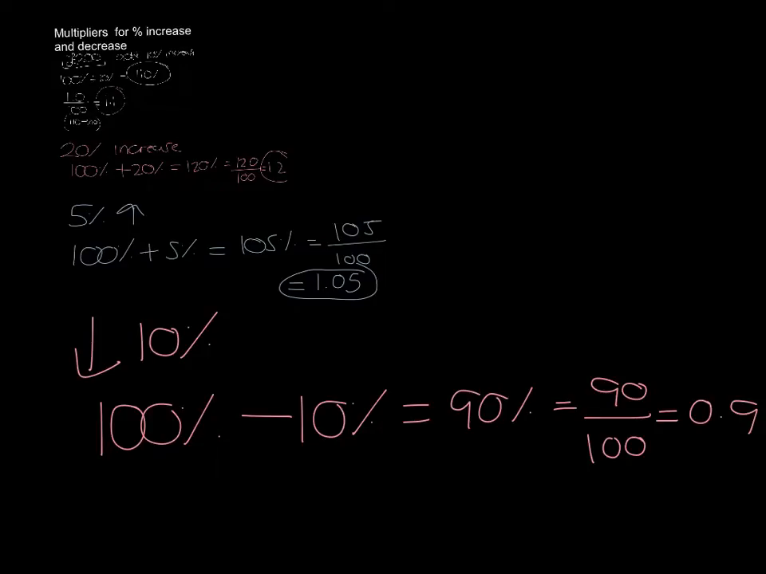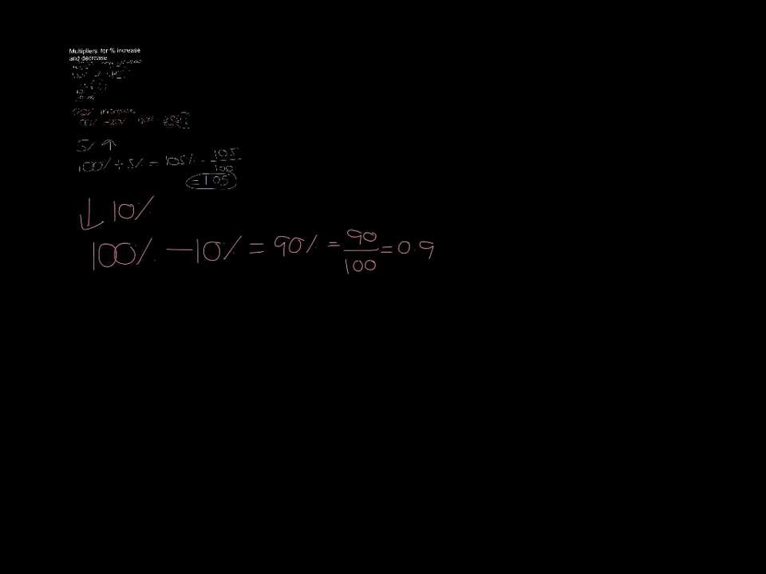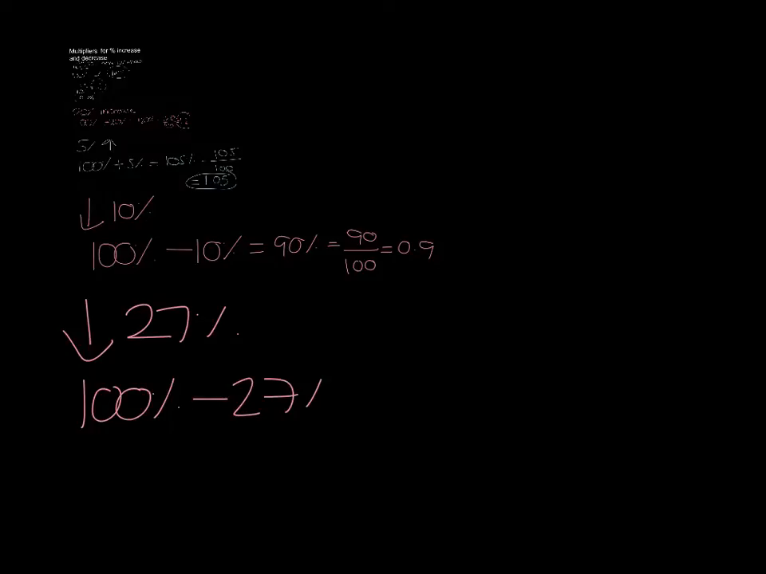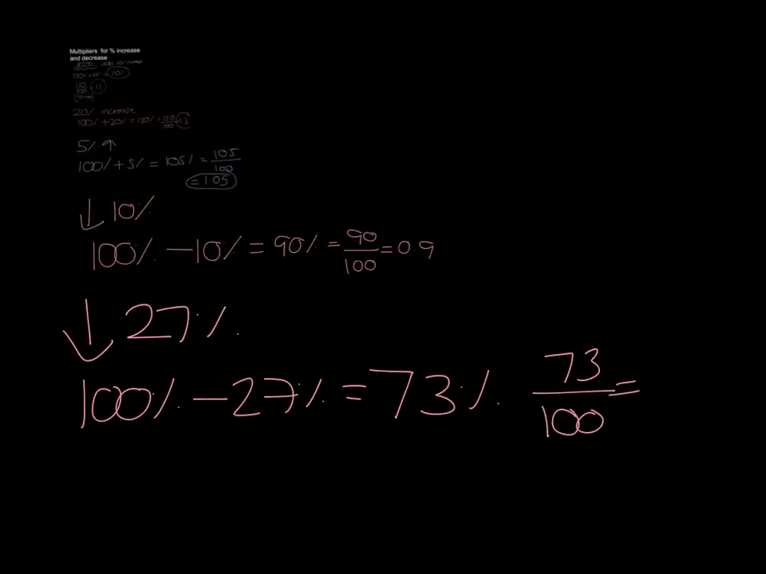Okay, so if you wanted to decrease, let's say, an item by 27%, so take off 27% from an item, what multiplier would you use? 100%, subtract 27%, would leave you with 73%, and 73 per 100 out of 100 is 0.73 if you divide it. So 0.73 would reduce an item by 27%.